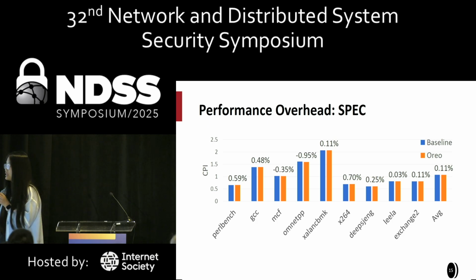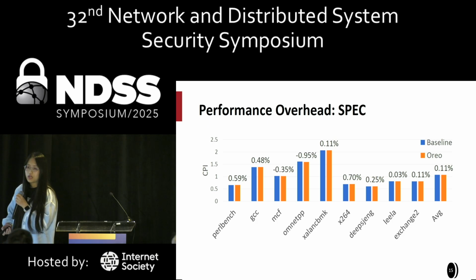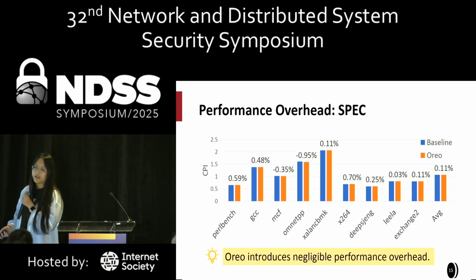Here is the performance evaluation result on the SPEC benchmark, where we measure the cycles per instruction performance with and without Oreo on the SPEC benchmarks. As you can see in the diagram, Oreo introduces negligible performance overhead on all benchmarks. On average, overhead is 0.11%.